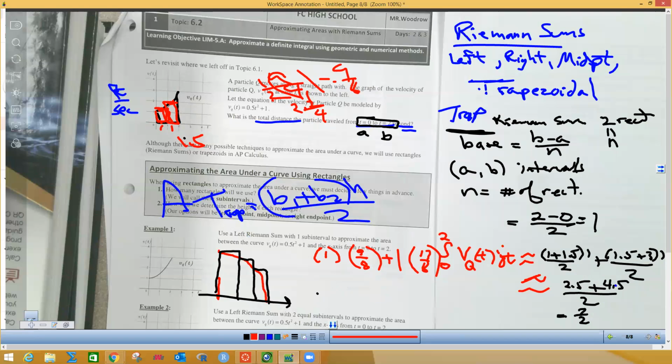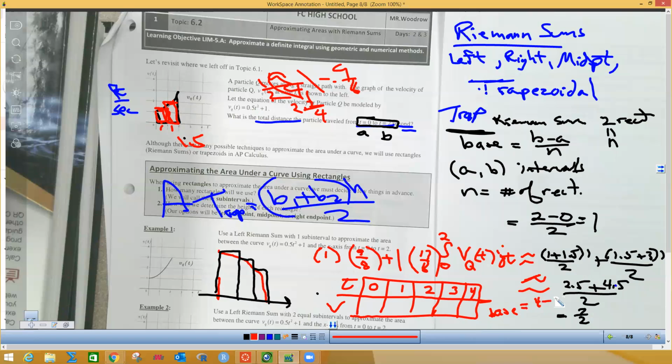Now I'm going to show you what they normally do on a midpoint is they give you a chart. So they might give you a chart that says this. They might say 0, 1, 2, 3, 4, and that might be your time there. And then your velocity down here. If it said midpoint and we still want 2, my bases would equal 4 minus 0 over 2, which would now be 2's. So when I drew this, I'd be going from 0 to 2 and out here to 4.